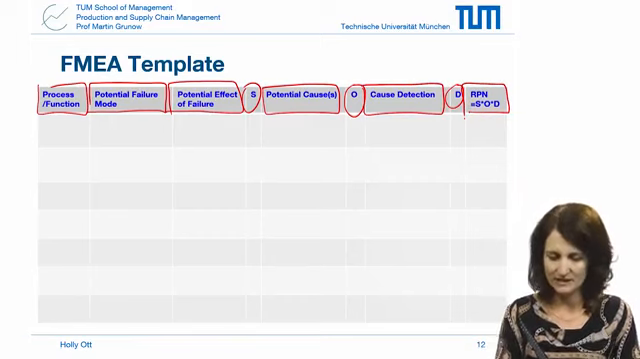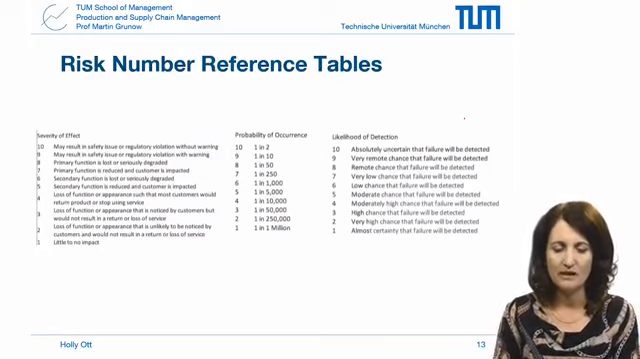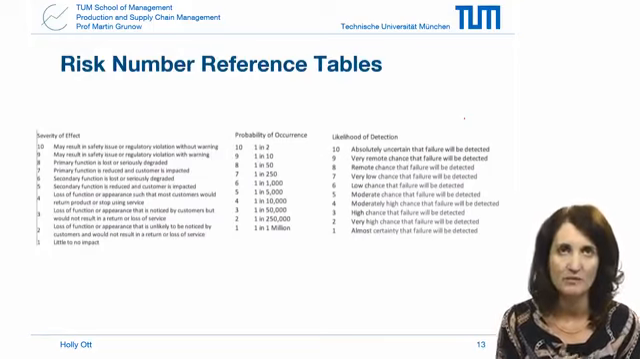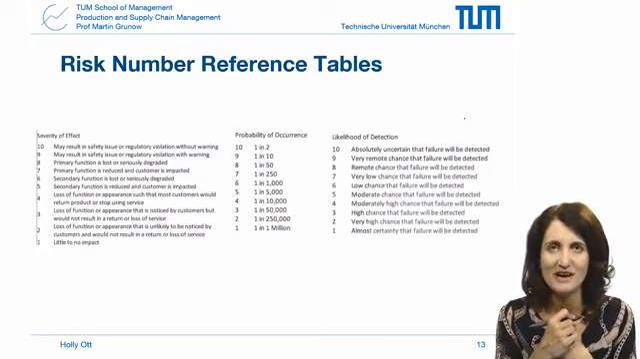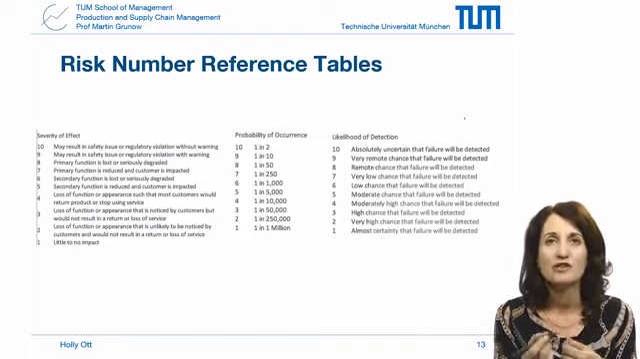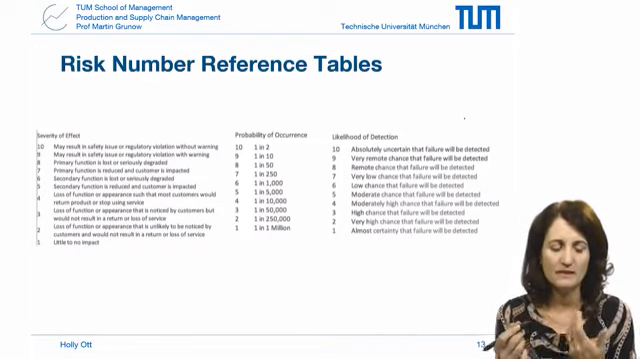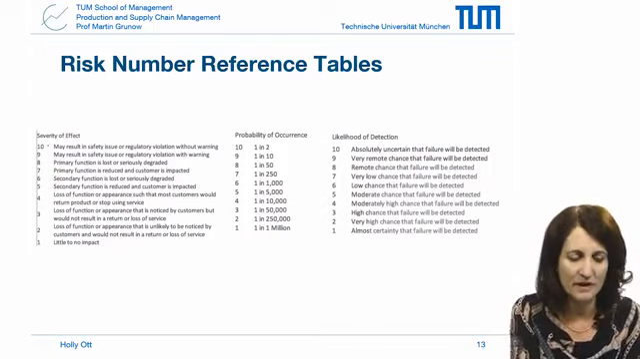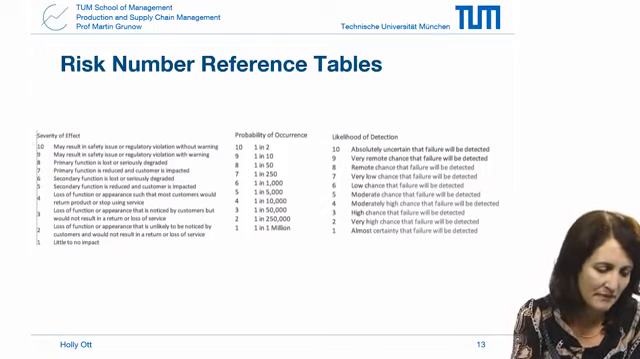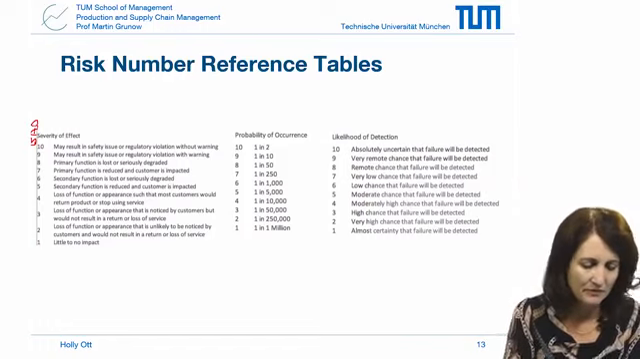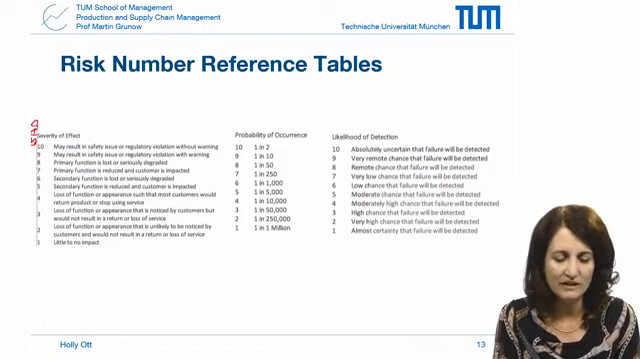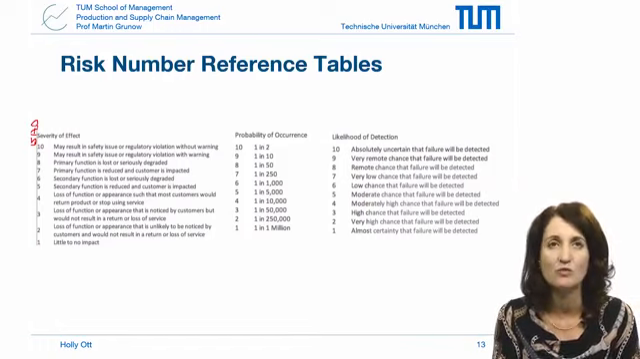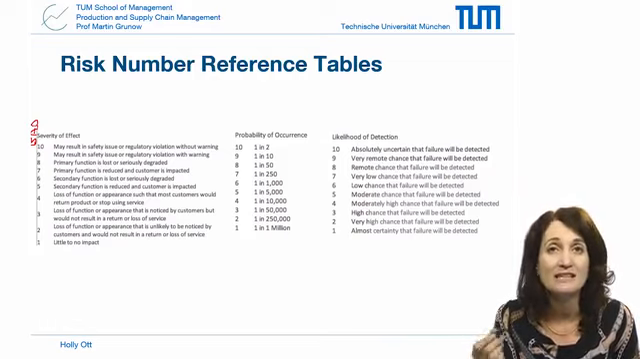Now, how do we come up with these numbers? Now, this is an example. This is always a big question in my class because we're not working in industry, we're just building these little cars. So basically, severity of effect. Here, in the example, the worse is better. So 10 is bad. May result in safety issue or regulatory violation without warning. It could be something that could kill somebody.